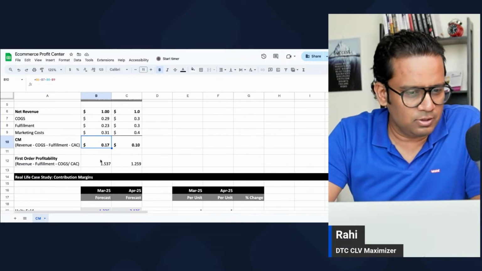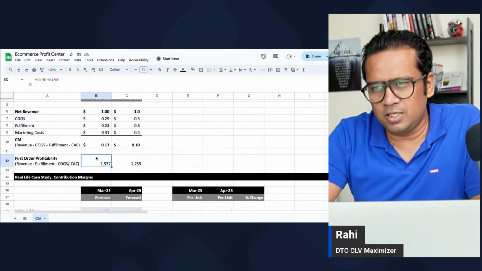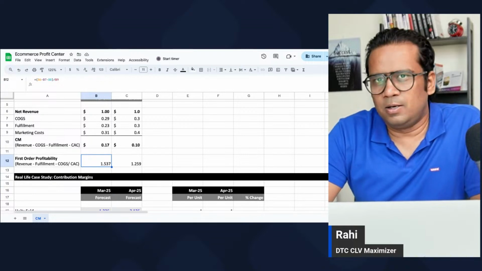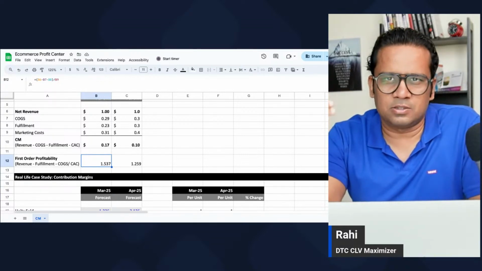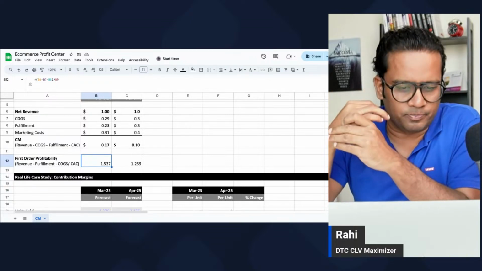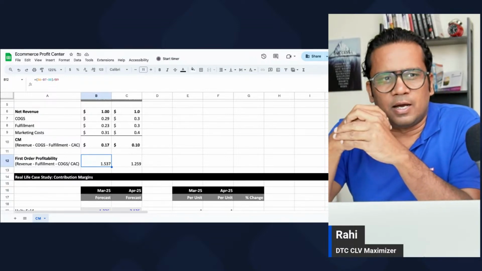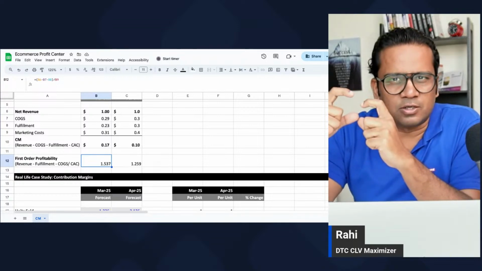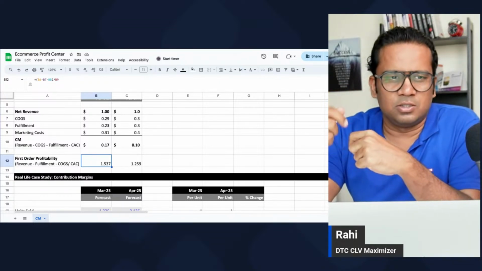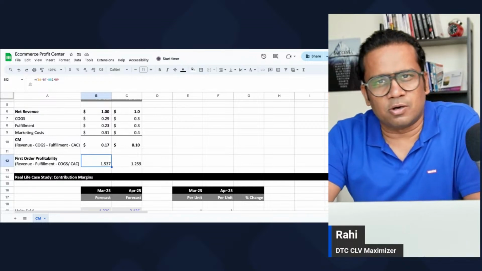Once we go in, there is the first order profitability. This is not a very clean metric, but if we take the product revenue minus the cost of delivering the product, divided by your CAC, and see whatever is left, we get an idea about whether we are making money on the first order itself.